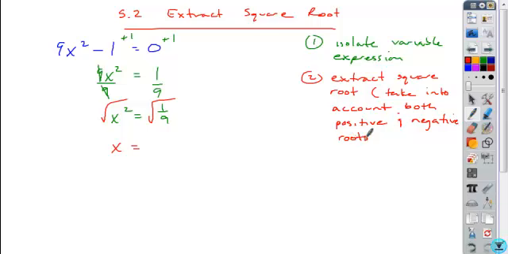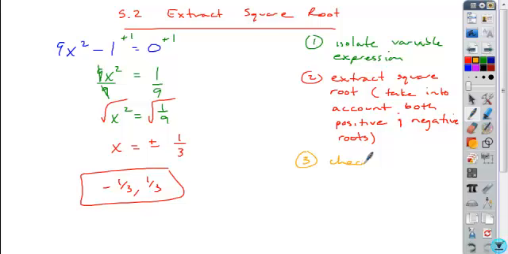So if you are going to extract the square root, you have to understand extracting a square root requires you to take both the positive and negative of the square root of 1, which is 1, over the square root of 9, which is 3. So you wind up with two answers here, negative 1/3 and positive 1/3. Again, write it from the least to the greatest. And after doing this, again, if you get an opportunity to check your solutions, it's always a good idea.